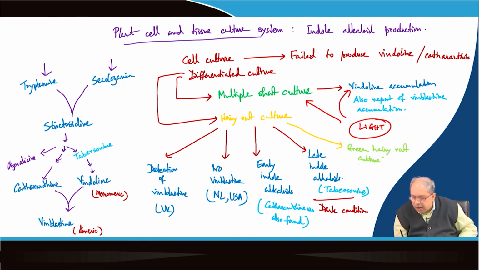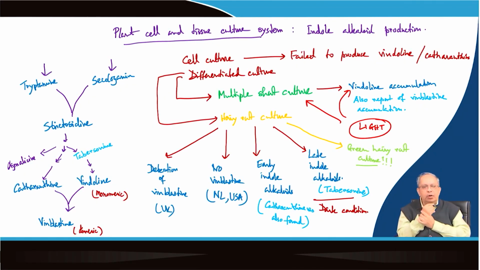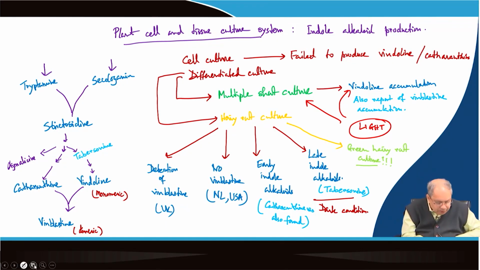So, their idea is basically whether green hairy root cultures are capable of producing vindoline or not. If they are producing vindoline, then that is good. That may serve as a good source for vindoline, and catharanthine can already be produced in hairy root culture by elicitation.